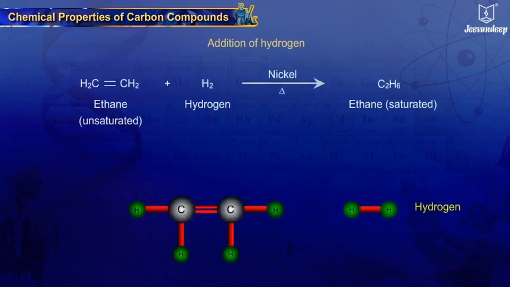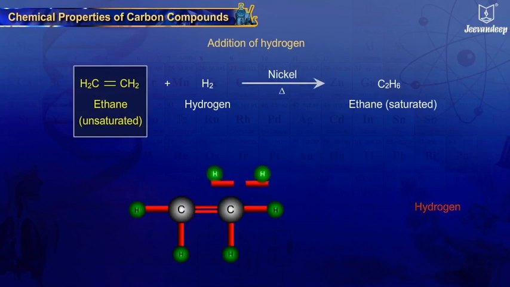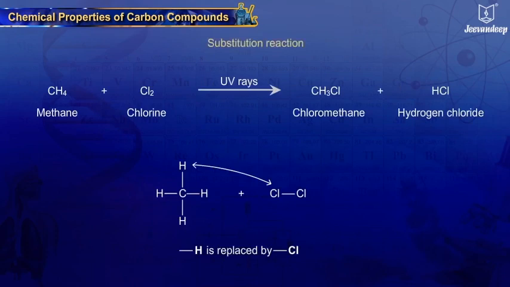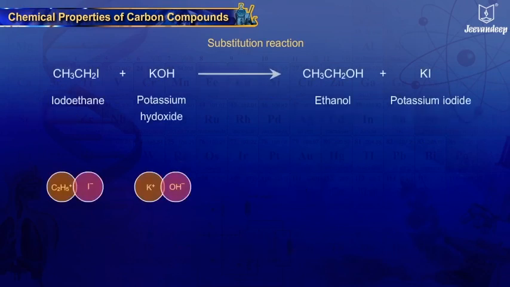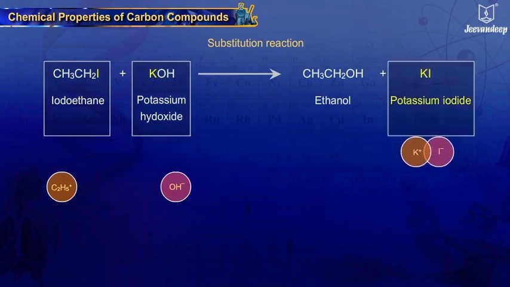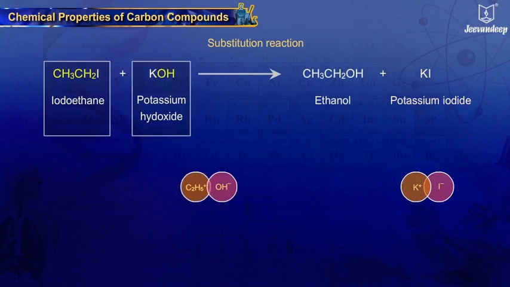Addition of hydrogen. One molecule of ethene, which is an unsaturated hydrocarbon, adds a molecule of hydrogen, forming ethane, which is a saturated hydrocarbon, as product. Substitution reaction. This reaction is generally shown by alkanes, which are saturated hydrocarbons. In this type of reaction, one or more atoms in the hydrocarbon are replaced by atoms of the other reactant.